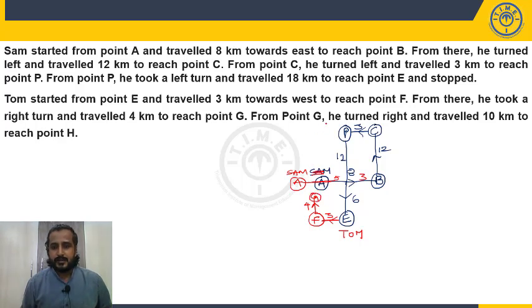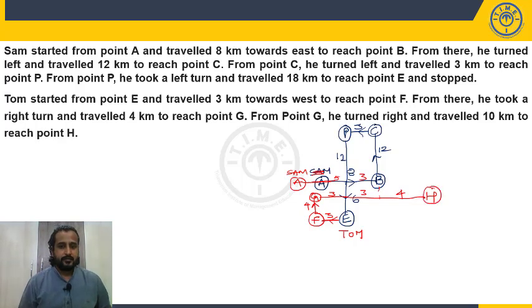Okay. After G, he turned right and traveled 10 kilometers. While moving towards north, right hand side will be east. So if he travels this side, till here it will be 3 kilometers, but he has to travel 10. So if he travels till here, 3 more kilometers, he has to travel 4 more kilometers. So this is 4 kilometers. So till here 3, and 4 to reach point H.